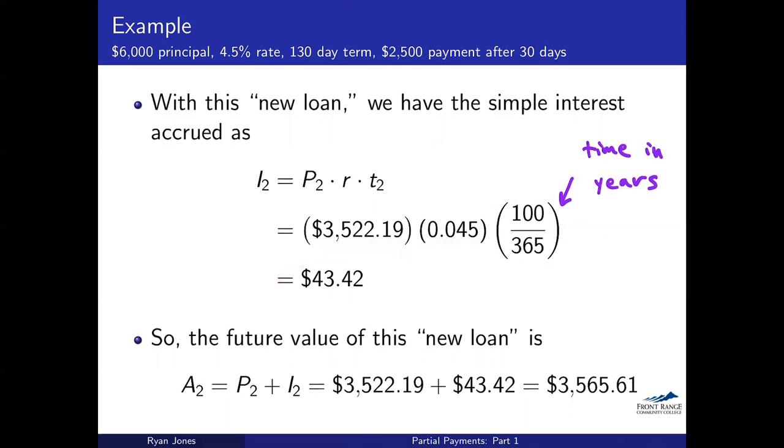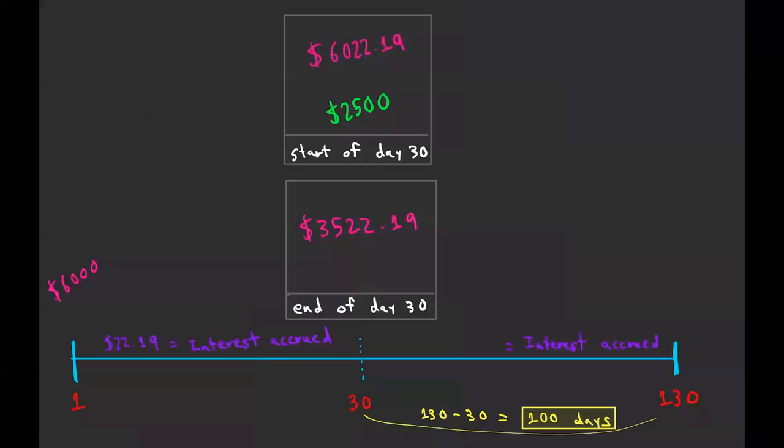A good check here is to recognize that that interest is more than what it was in the first scenario. Granted, we have less that was owed on this loan period, but the time is a lot longer than the first 30 days. Now we have 100 days, and so I would expect that interest to be a bit larger. And so that interest amount was $43.42.